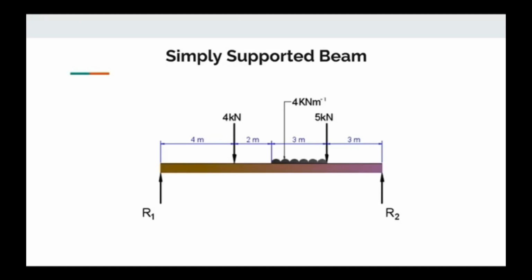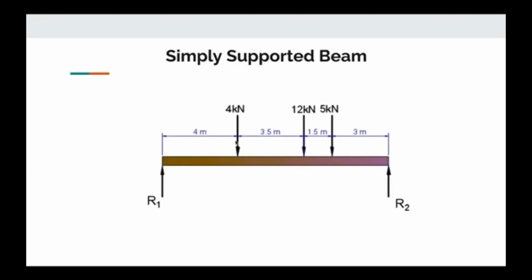So let me show you what is happening here. From this point to this point is 3 meters. So the point load will be acting in the middle. So it will be 1.5 from here and 1.5 from here. So the point load conversion will be acting 1.5 from this 5 kilonewton force, and it will be acting 1.5 plus 2 from this 4 kilonewton force. So let's show you how that will look.